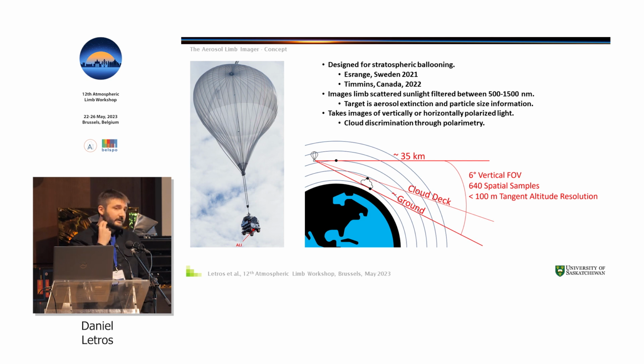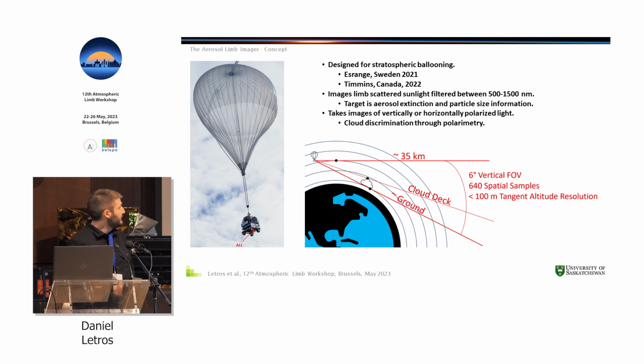Additionally, ALI also wishes to find the top of the cloud deck. And while the polarimetric information is useful for the aerosol retrieval, it's also very useful to do this. The idea here is we want to find where the top of the cloud deck is, so we know where to cut off for retrieval and retrieve in a cloud-free region.